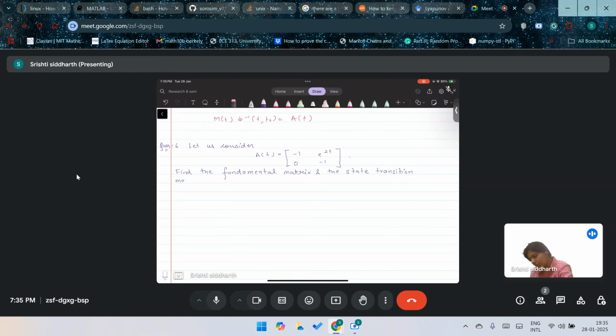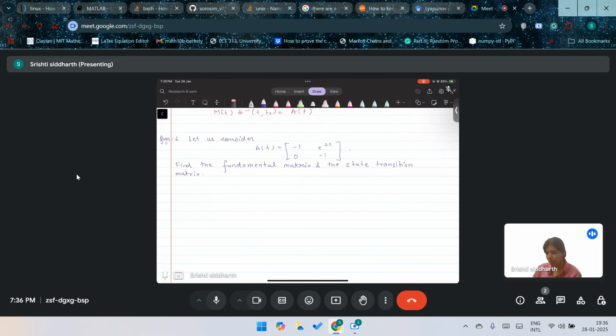So recall from the lectures that the state transition matrix for the LTV system is not as simple as that for the case of LTI systems. For an LTI system, we just had to compute the Laplace inverse of (sI minus A) inverse to get e to the power At. But for the LTV system, we have to find the Peano-Baker series. So the other method to get the state transition matrix for the LTV system is through the fundamental matrix. So let's recall that.